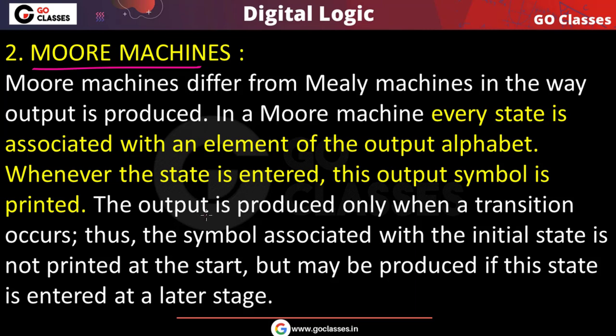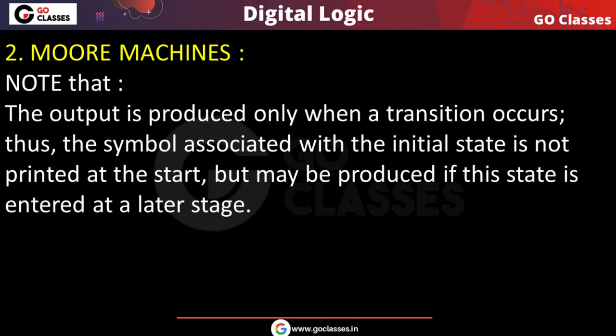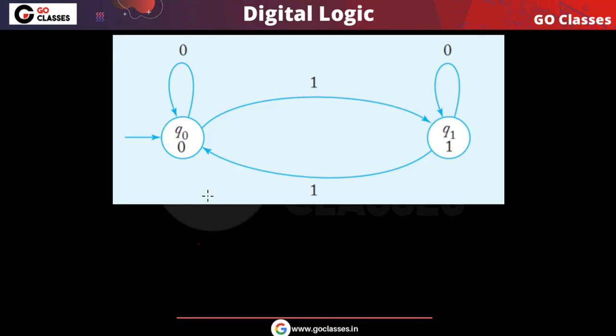Remember, the first output, whether you produce it or not, depends on the author. Some authors do not produce it, some authors will. For example, this is a Mealy machine. You can notice this is the initial state, Q0. If you are in Q0, you will print 0. If you are in Q1, you will print 1.